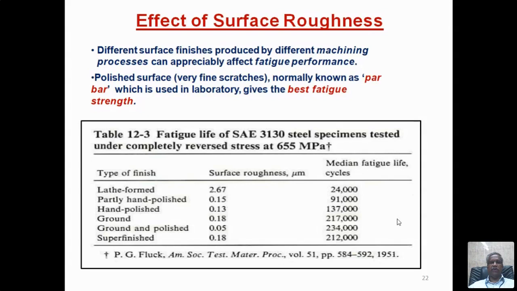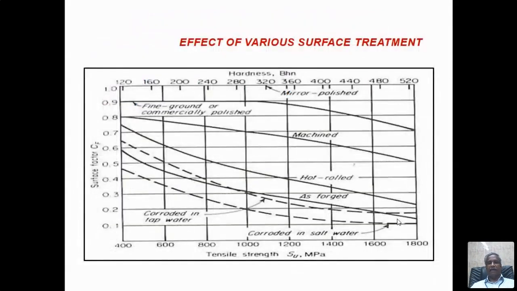If you want to improve the fatigue life of the component, not fatigue strength of the material, then a fine finished component will have higher life than a rough finished component. And why is it happening? Because, as you know, the surface roughness has ups and downs. Ups and downs act as stress risers. The crack will initiate easily from the ups and down valleys.